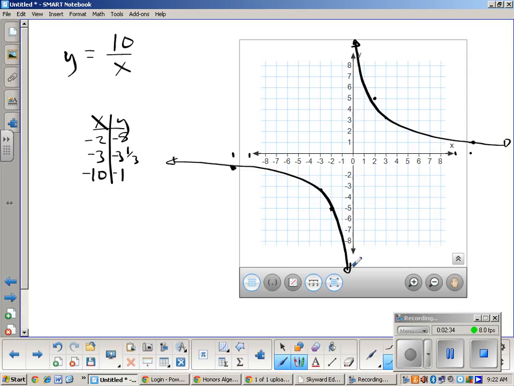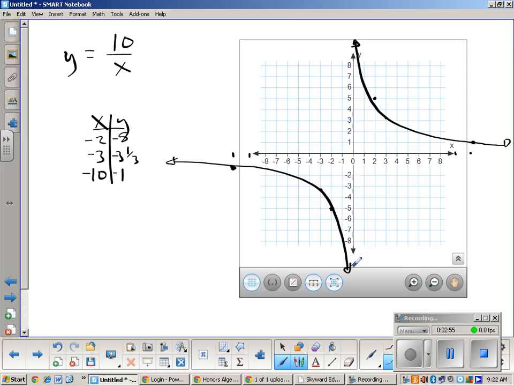Okay? So I have two branches to this inverse variation graph, don't I? I have one that's in quadrant 1, where it's positive, and I have one in quadrant 3, where they're both negative. Okay? So I have two branches. And that's what my graph looks like.